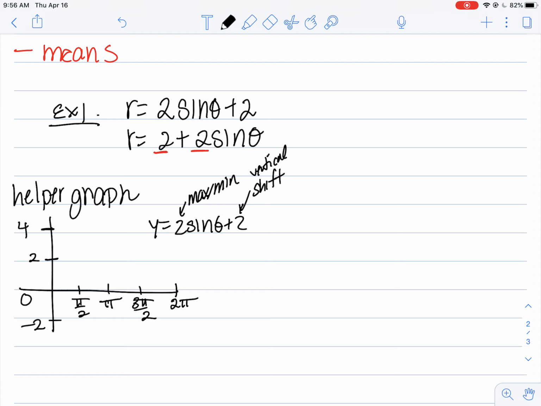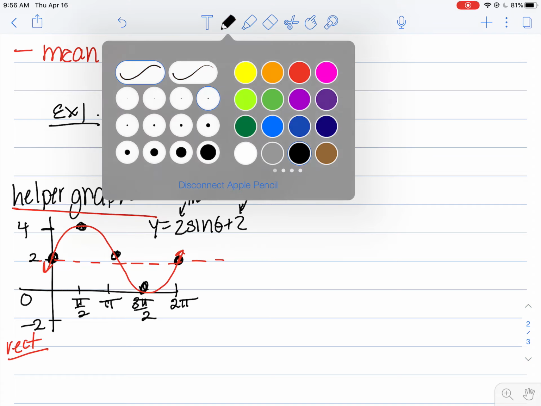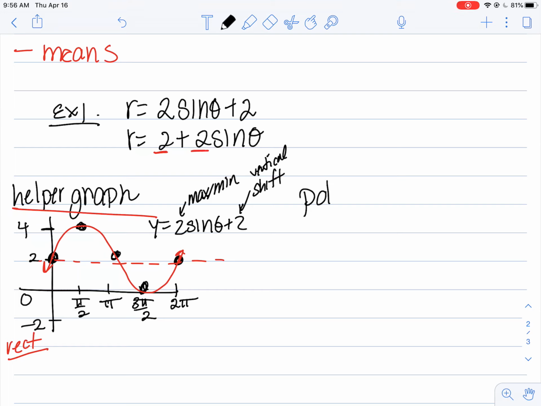Okay, so then my graph starts at the equilibrium. Remember, sine starts at whenever the equilibrium is. Then it goes to the max, equilibrium, minimum, equilibrium. So it's just a pattern that we're following here. That's one period of this graph in the rectangular plane. But I'm going to use that to help me out with my polar curve.